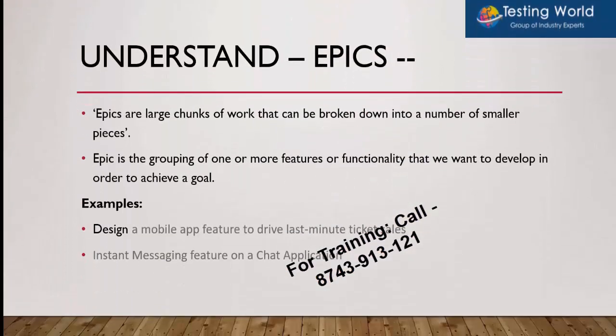First of all, we need to understand epics. Epics are large chunks of work that can be broken down into a number of smaller pieces. So let's take an example. I have work to create a new feature in my application. This feature can include a lot of tasks to perform. So an epic can be defined as a large chunk of work which can be further divided into a number of pieces. Or you can call it a grouping of one or more features or functionalities that you need to develop in order to achieve a goal.